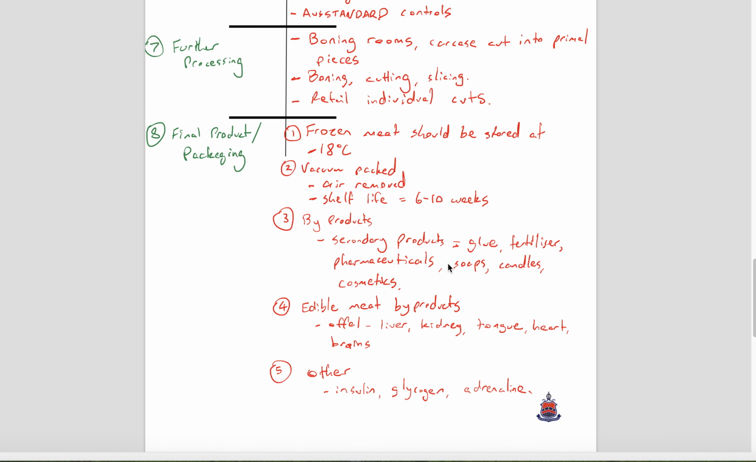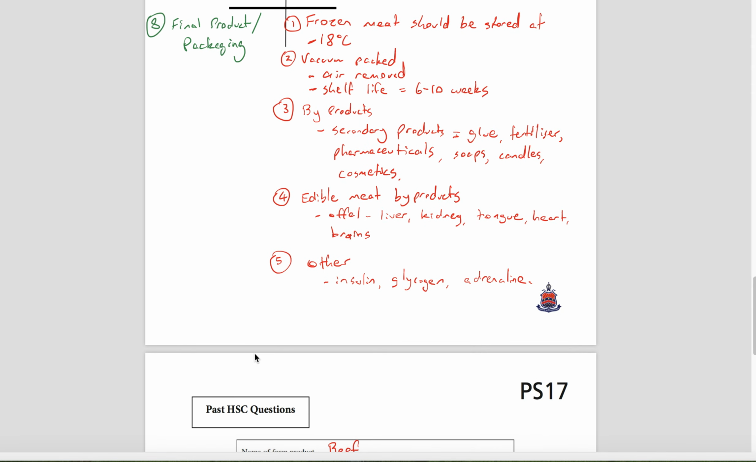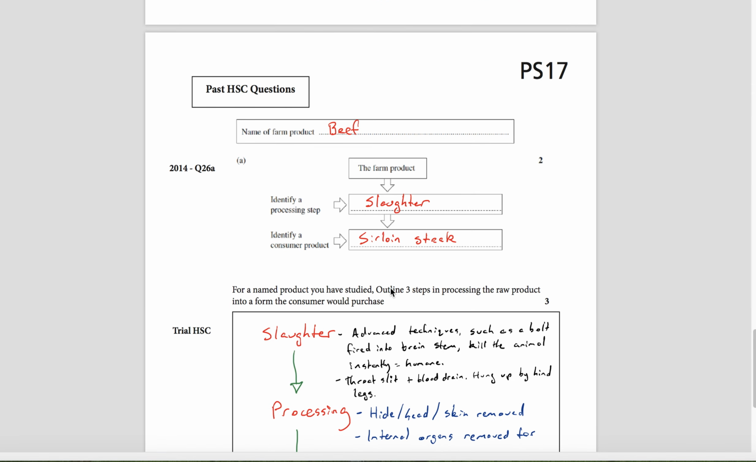The final packaging or product might end up in multiple things. There are multiple things that might come from each carcass or each animal. Frozen meat normally is stored at minus 18 degrees. You can have it vacuum packed, where you remove the air from the packaging, and the shelf life is basically 6 to 10 weeks. There might be byproducts such as glue, fertilizer, pharmaceuticals, soap, candles, cosmetics. Edible meat byproducts such as offal, such as liver, kidney, tongue, heart, and brains. And then things like insulin, glycogen, adrenaline are used as well.